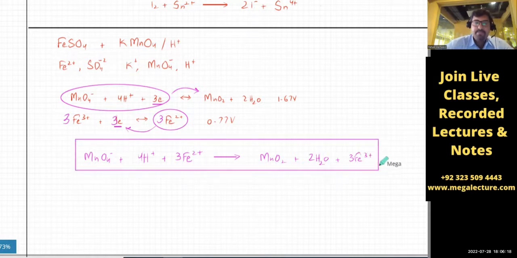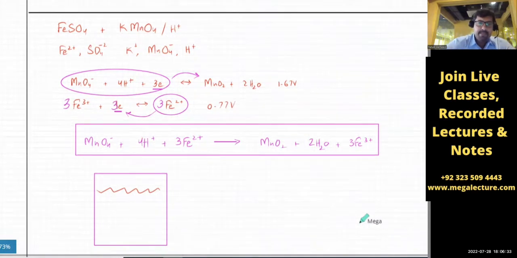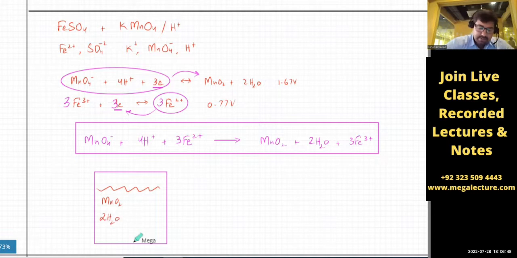Okay, that's my reaction. So after this first reaction, you can measure the E0 cell. It looks perfectly fine. 1.67 minus 0.77. Now after the first reaction, I've got all these products. What are my products? It's MnO2, I've got 2H2O, and I've got 3 Fe3 plus as well.